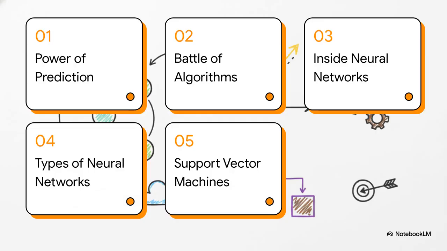Here's a quick look at our roadmap. We've got 1. The power of prediction. 2. Battle of the algorithms. 3. Inside artificial neural networks. 4. Types of neural networks. And finally, 5. Support vector machines explained. That way you know exactly how we're going to demystify these algorithms.